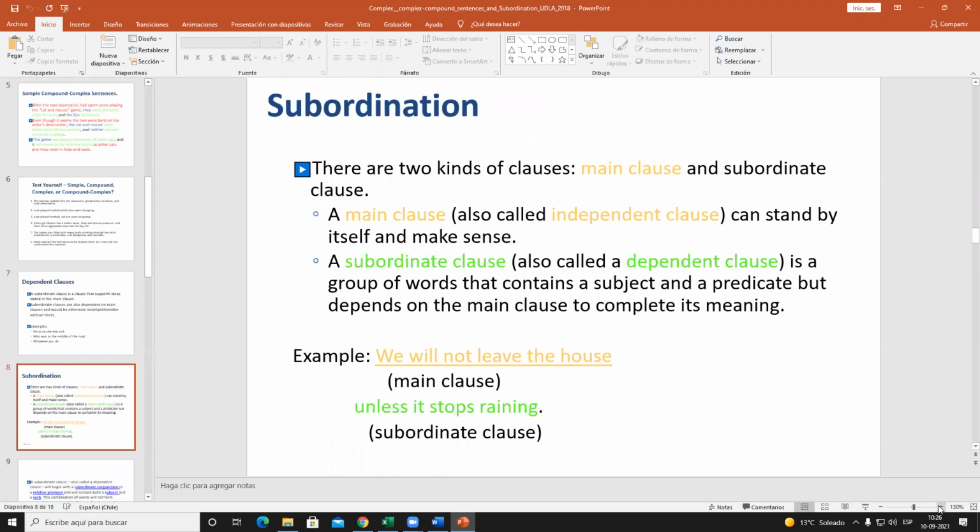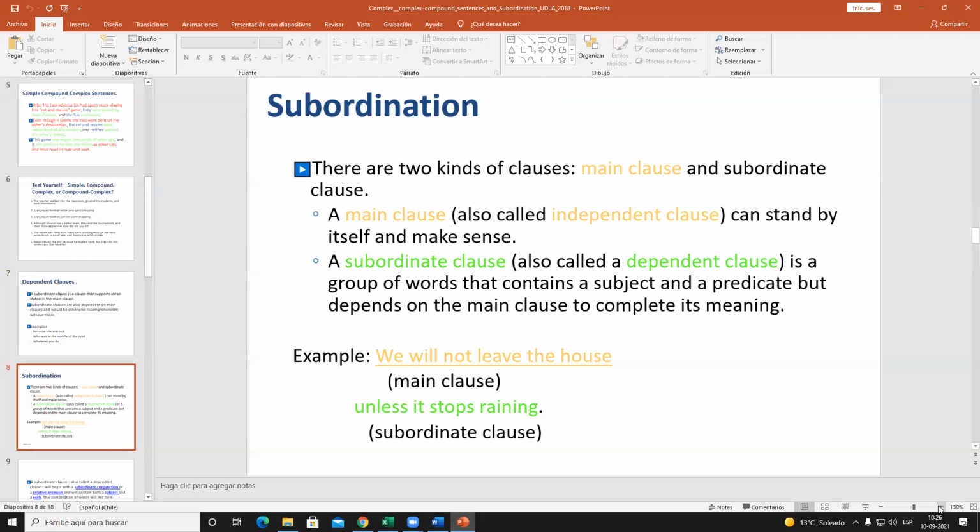Subordination means the process of linking a dependent to an independent clause. There are two kinds of clauses: main clauses and subordinate clauses. A main clause, also called an independent clause, can stand by itself and make sense. A subordinate clause, also called a dependent clause, is a group of words that contains a subject and a predicate, but depends on the main clause to complete its meaning. For example: we will not leave the house unless it stops raining.